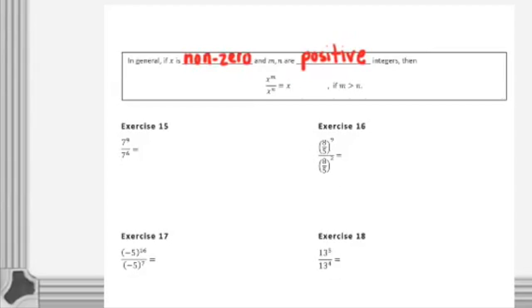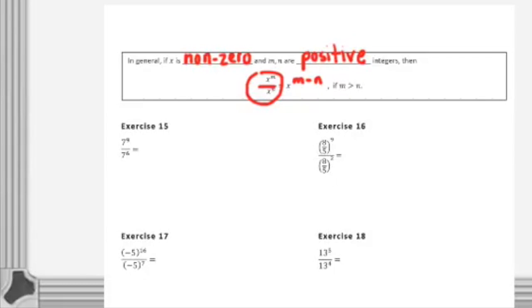And so if we're looking at x to the m right here, divided by, because our fraction bar means divided by, then we're looking at subtracting the exponents. So when we're multiplying the same base, we add the exponents. When we're dividing the same base, we subtract the exponents. And so that is m minus n. And that, of course, is that m is greater than n.